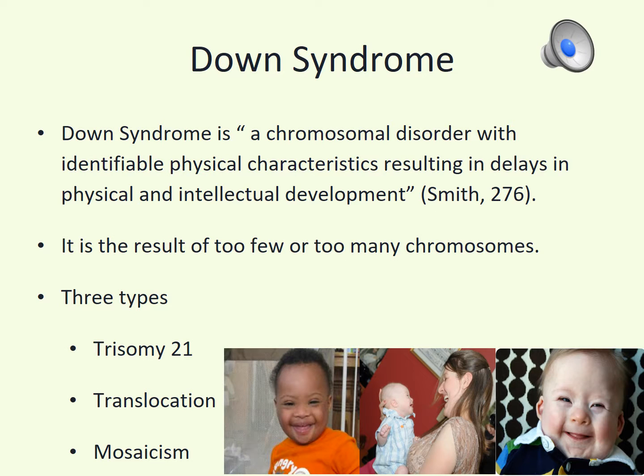Down syndrome is a chromosomal disorder with identifiable physical characteristics resulting in delays in physical and intellectual development. It is the result of too few or too many chromosomes. The three types of Down syndrome are trisomy 21, translocation, and mosaicism.